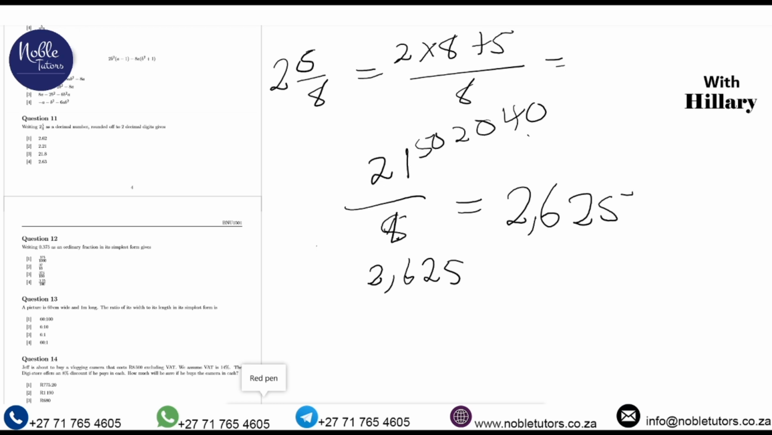But the question says to 2 decimal digits. So the 2 decimal digits, that means we need only 2 after the comma. So we are going to say 2 comma. We can see that the next number 5 is between 5 to 9. So we add 1 on the 2 to make it 6, 3. That will be our final answer. That's how we convert a mixed fraction into decimal.